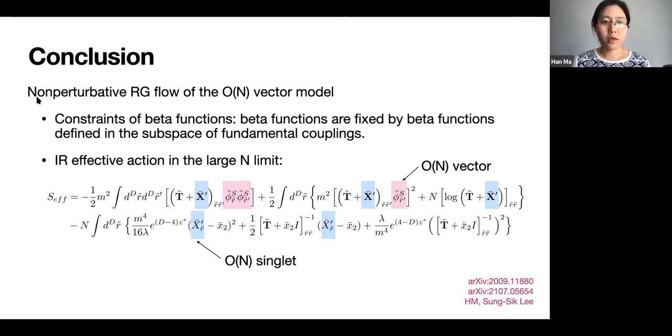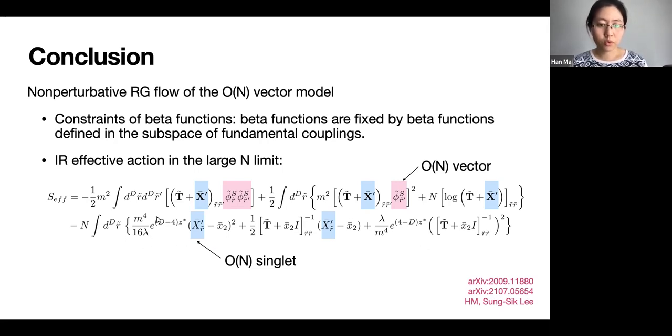So basically, I talked about the non-perturbative RG flow of the O(N) vector model. The first result we obtained by the quantum RG method is that the beta functions are highly constrained along the RG flow. The other result we can get is the form of the IR effective action in the Lagrangian limit. Here, the effective action is a transcendental function of the two scaling operators in the IR. It's a scale invariant action. So there are two scale dependent terms.